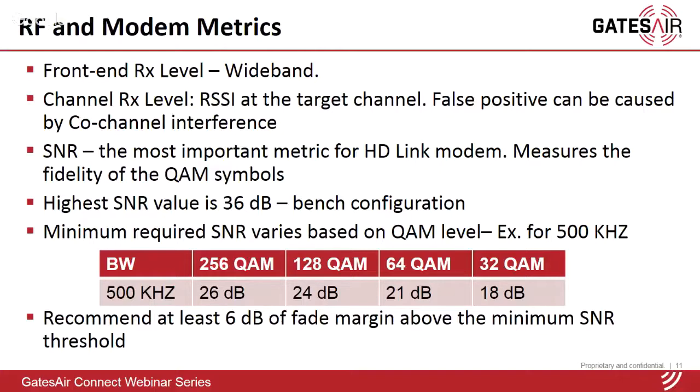And so you do want to operate with a fade margin, and we recommend at least 6 dB of fade margin above the minimum required threshold in the table that's shown up. So for example, with 256 QAM at 500 kilohertz, you would want to operate with 32 dB showing at the receiver or higher. Similarly, for 128, you want to operate at 30 dB or higher.